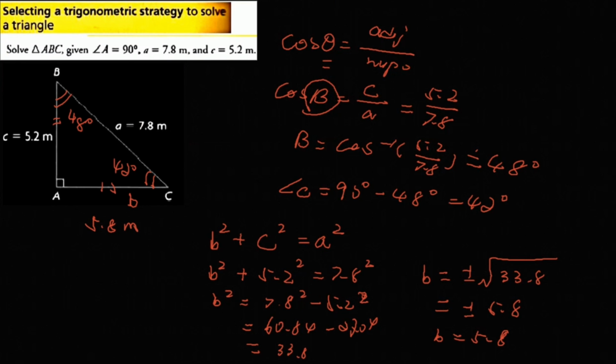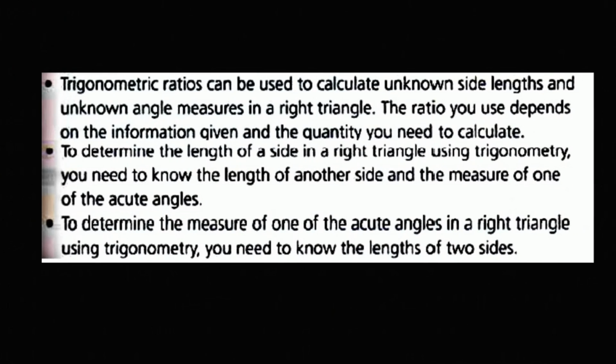Let's go to the summary. A trigonometric ratio can be used to calculate unknown side lengths and unknown angle measures in a right triangle. The ratio you use depends on the information given and the quantity you need to calculate. Second, to determine the length of a side in a right triangle using trigonometry, you need to know the length of another side and the measure of one of the acute angles. To determine the measure of one of the acute angles in a right triangle using trigonometry, you need to know the lengths of two sides.